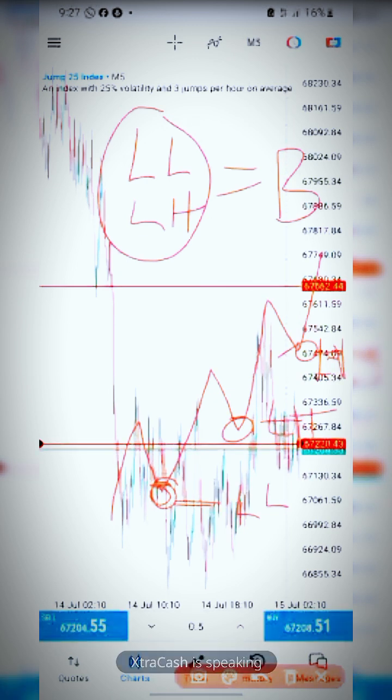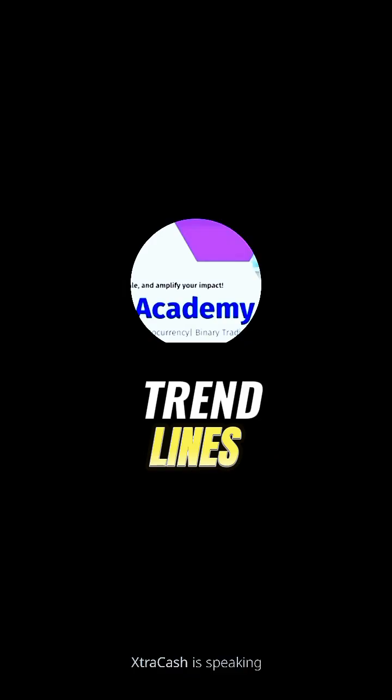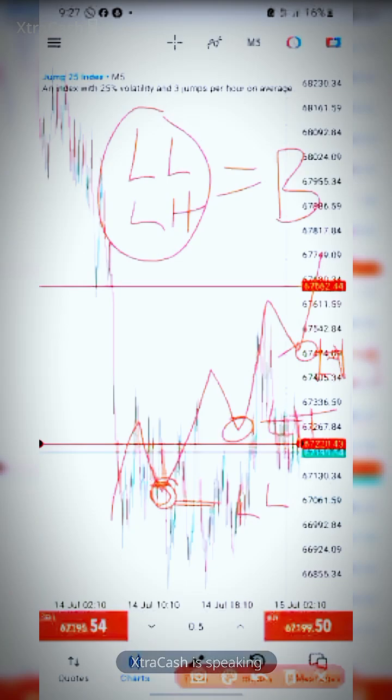Now, this makes it easier. If you can identify your lower low and your lower high, what you would do is get what we call a trend line. I will show you how to get a trend line. It's just for you to connect point 1 to point 2 to point 3.